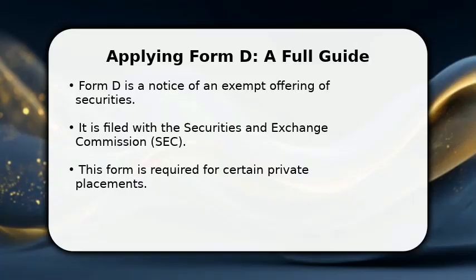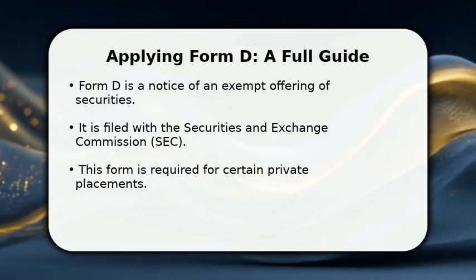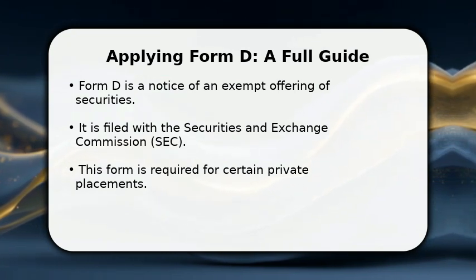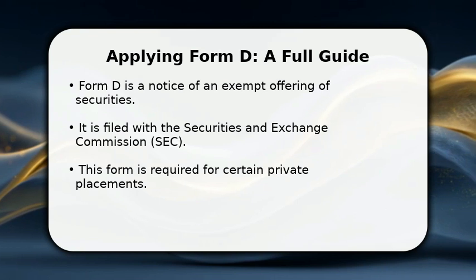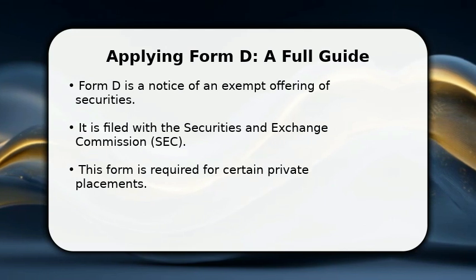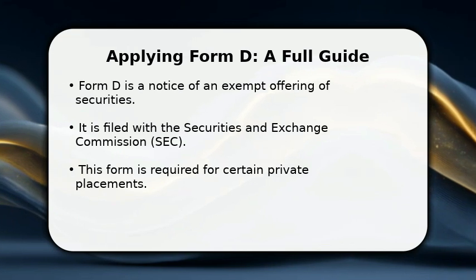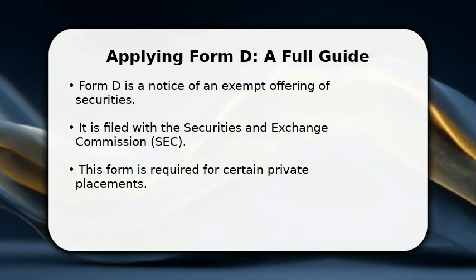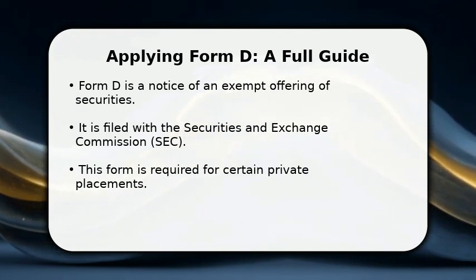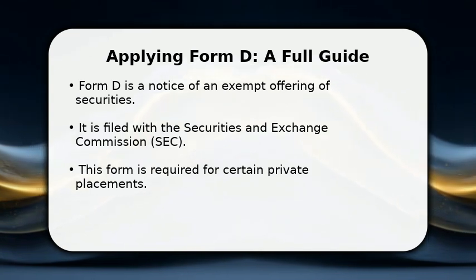Please enjoy the video. In this video, I will explain how to apply Form D. Form D is a brief notice that companies must file with the Securities and Exchange Commission when they have sold securities without registering them under the Securities Act of 1933. This form is crucial for companies seeking to raise capital through certain private placements, allowing them to claim an exemption from the full registration process. Understanding its purpose is the first step in a successful filing.